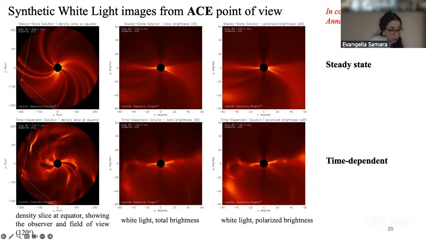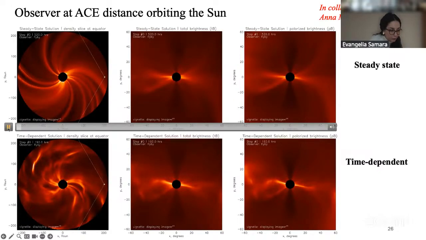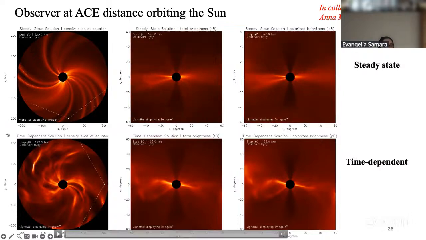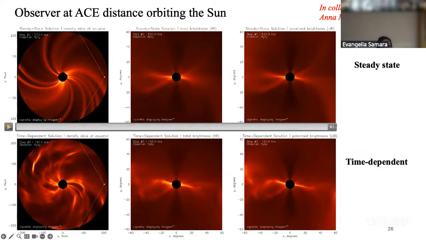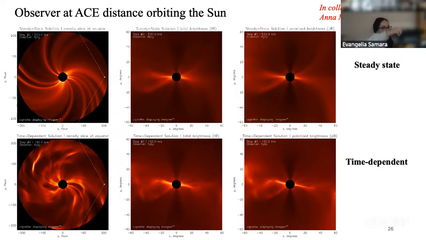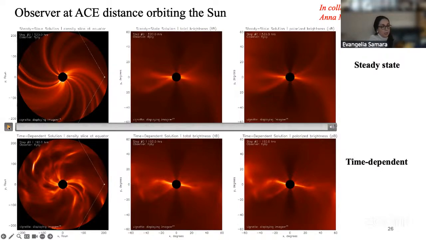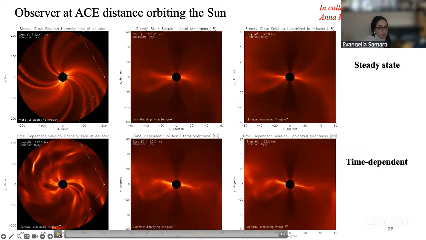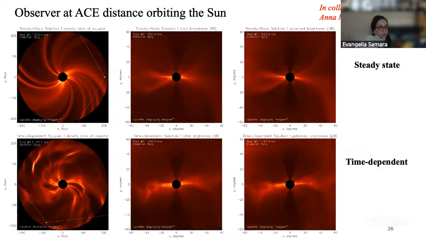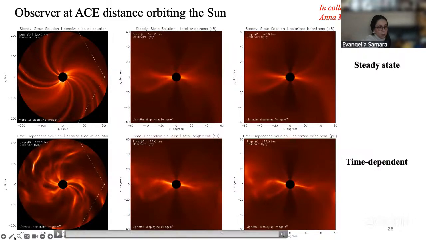And I have a video that I hope will show things better. So in this video, we are on top again of the spacecraft, and the spacecraft itself goes around the sun in an orbit around 1 AU. It's just circling the sun at the same heliocentric distance. So this is what the observer that does a flyby sees in the steady state approach, and this is what the observer will see in the time-dependent approach. I will play it once more.